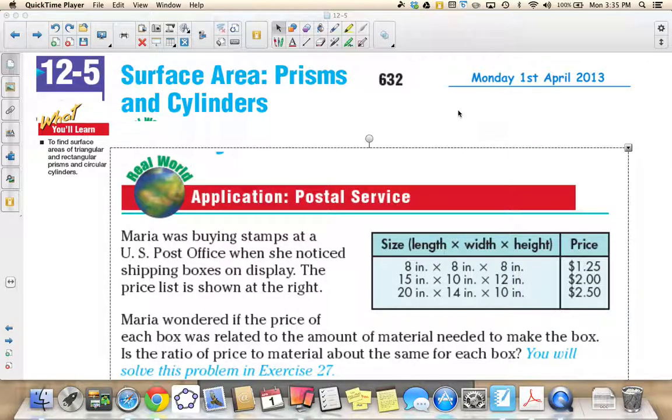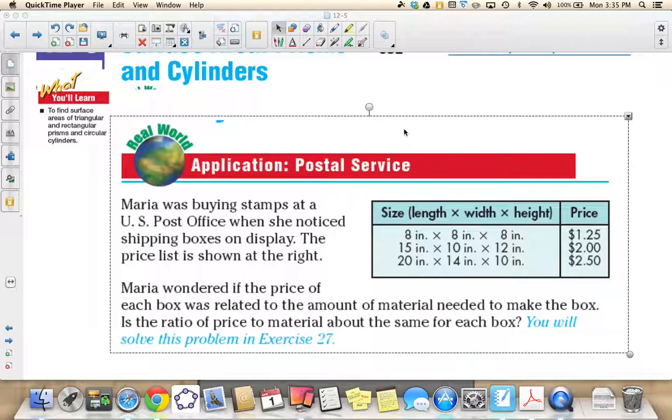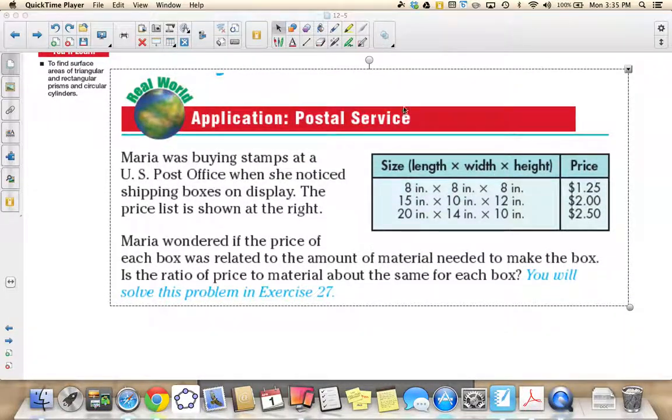The lesson for today is surface area of prisms and cylinders. And the objective of this lesson is to find the surface area of triangular and rectangular prisms and circular cylinders. Let's take a look at this scenario.